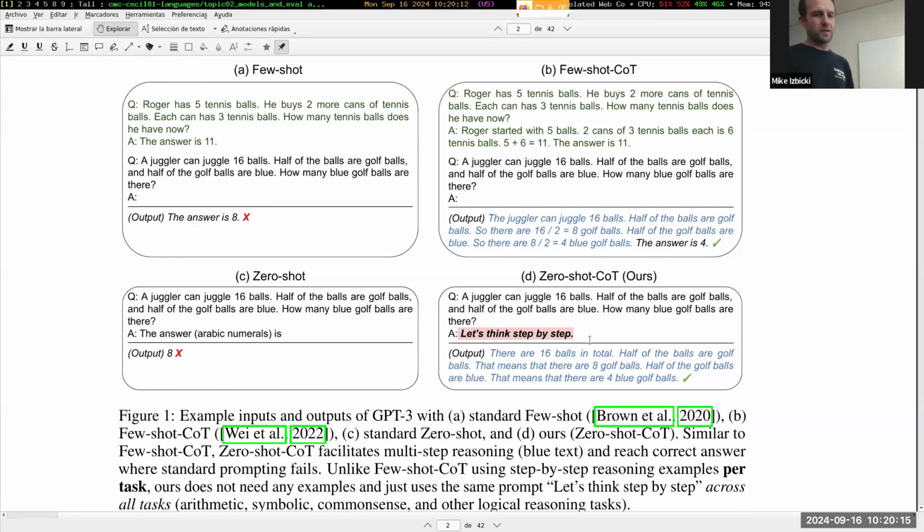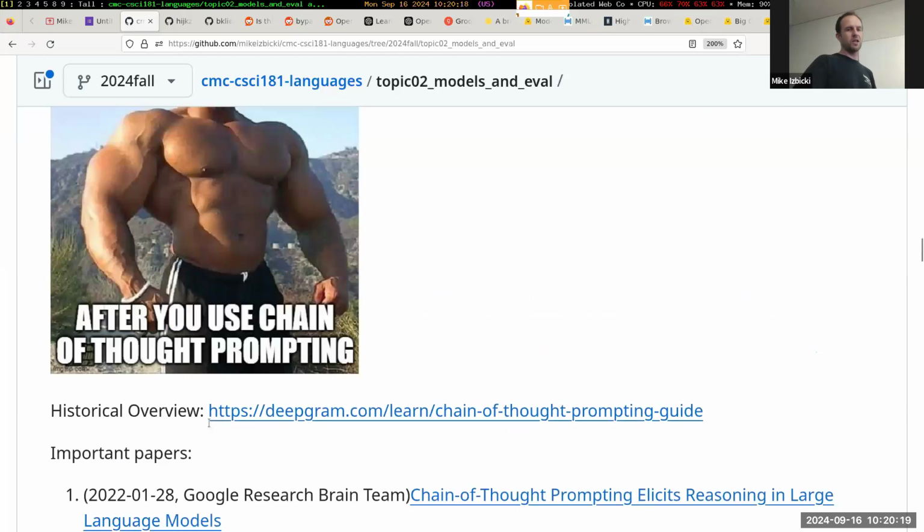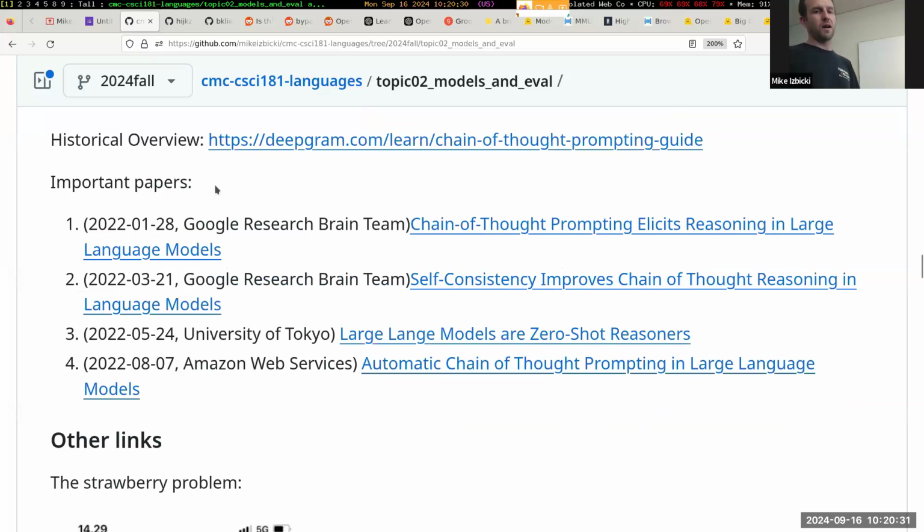I bring that up though because these are all from 2022, so 2 years ago, and so this idea of chain of thought is not a new thing at all. What really is new about these OpenAI models is that it's just including that somehow in the O1 mini and O1 preview models automatically for us.